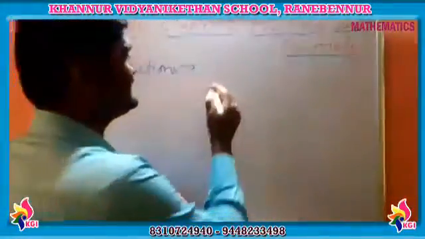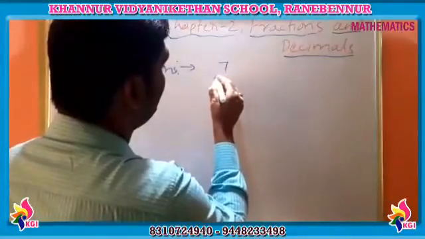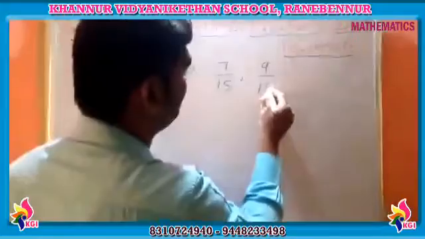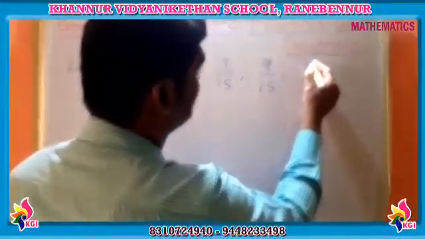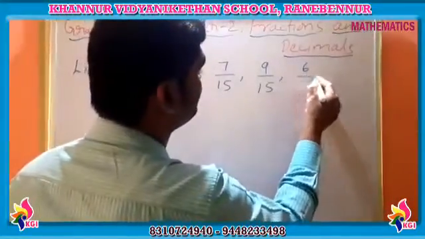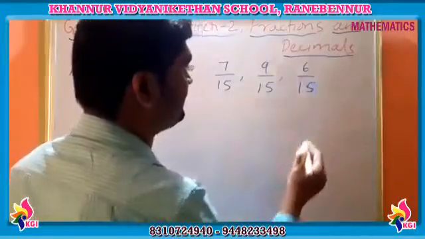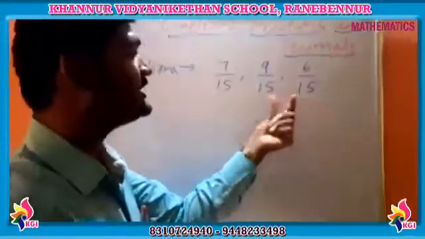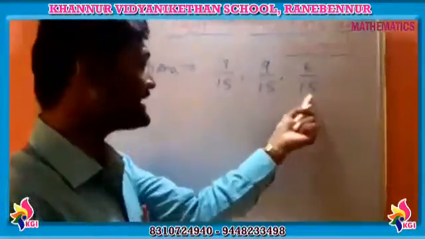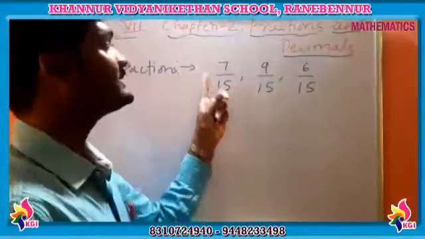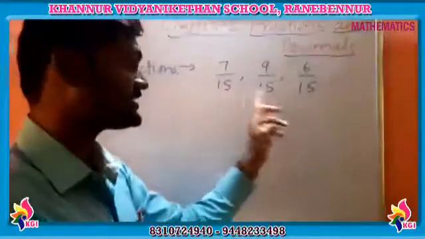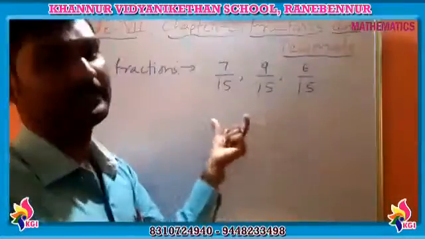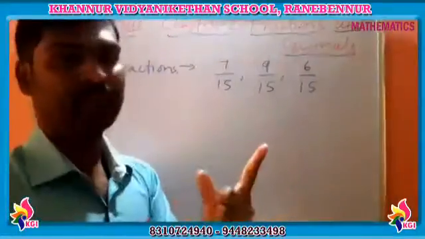So now I will give an example like 7 divided by 15, 9 divided by 15. Then next we can go for 6 divided by 15. Okay, like this here 15, 15, 15. These all are the denominators, right? And they are same, right? So like this, fractions containing the same denominator are called like fractions.